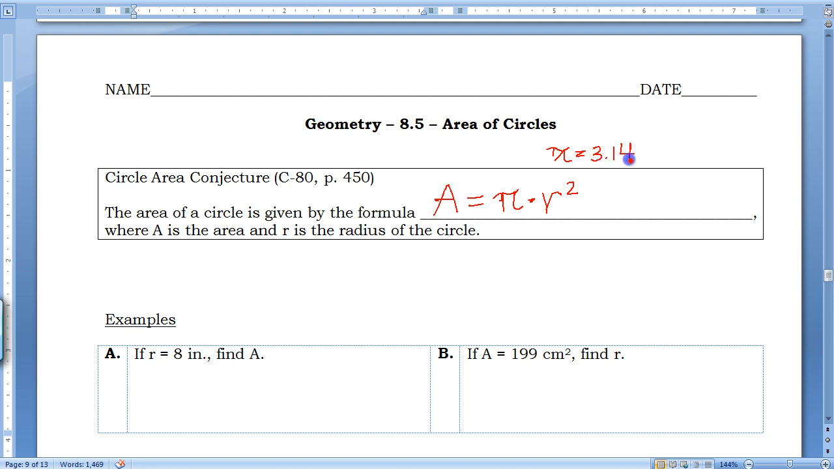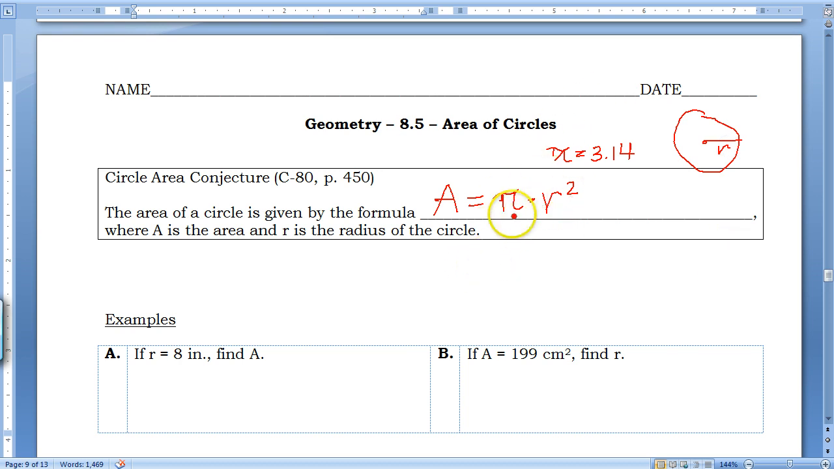If your calculator has a pi button, go ahead and use the pi button. If it doesn't, then you'll have to use 3.14. And hopefully remember what the radius is in a circle. The radius is the segment that connects the center of the circle to the edge of the circle.